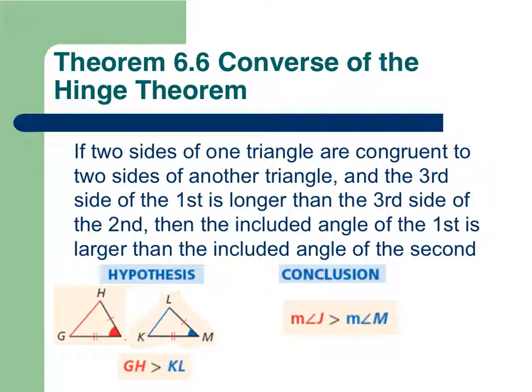So the converse of the Hinge theorem, basically on this one, they're going to give you the side length, and then you have to decide which angle is bigger. So again, we still need to have the sides congruent before we can even use this theorem. So if two sides of one triangle are congruent to two sides of another, and the third side of the first is longer than the third side of the second, then the included angle of the first is larger than the included angle of the second. So again, two of the sides are going to be congruent, then that third side that you compare, the bigger the side, the bigger the angle.